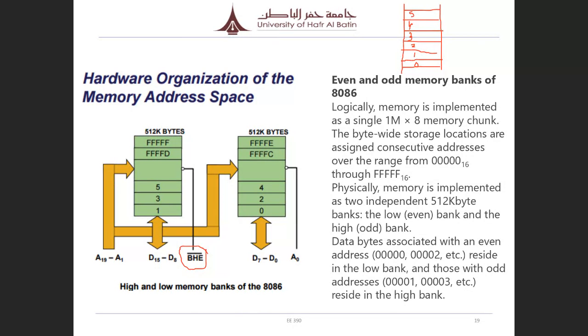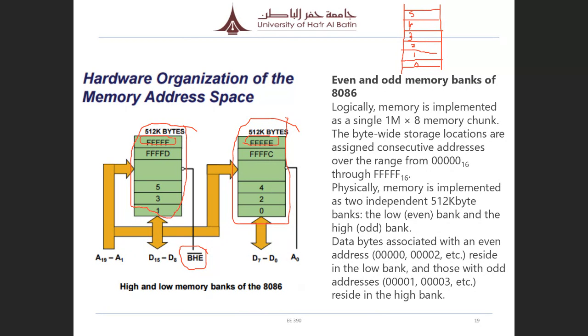This is how memory is logically implemented. Normally we understand it differently, but actually it is like this: even address memory locations are in one block and odd address memory locations are in another block. So 0, 2, 4 up to the last address FFFFE, and 1, 3, 5 up to the last, FFFFF.